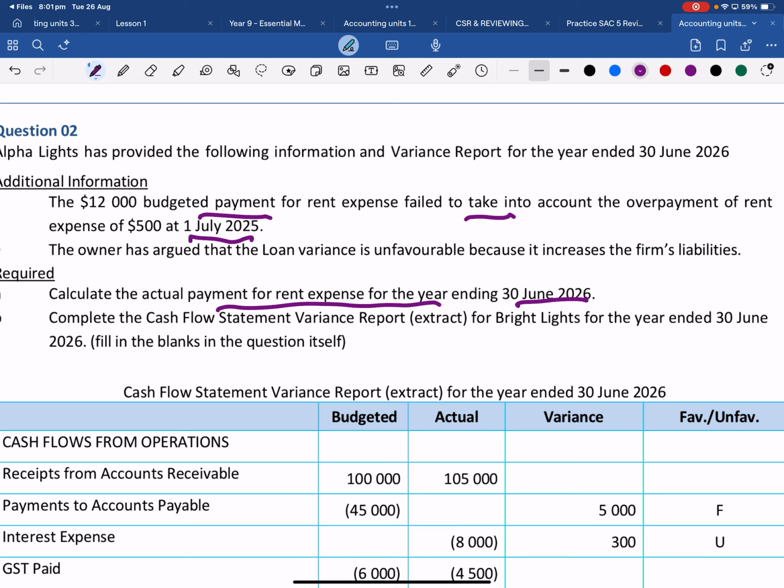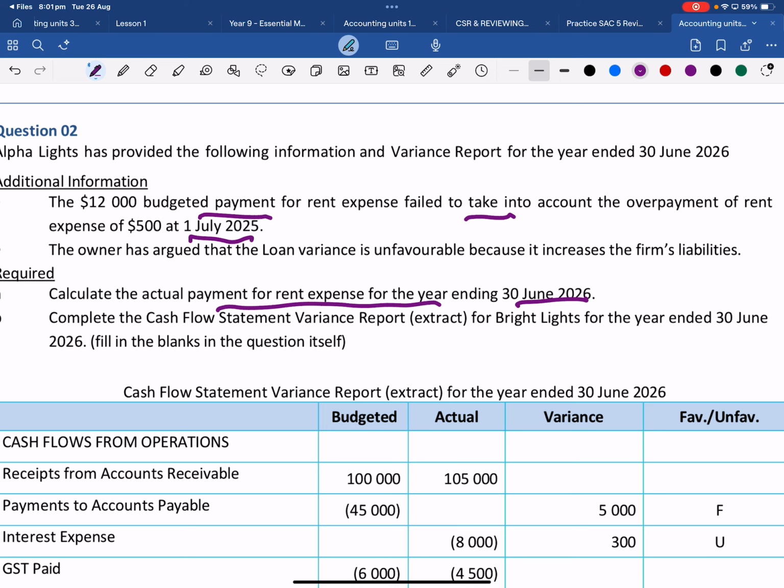Budgeted rent would be higher or lower? Yes? So they're saying that the person who did the budgeting didn't take into account the 500 overpayment. Or that person didn't know that it was paid. And they're saying that the 12,000 is what they're going to pay. Yes, that should have been paid during the budgeting. Imagine 1,000 per month, 12,000. But that person forgot to consider the 500 overpayment.